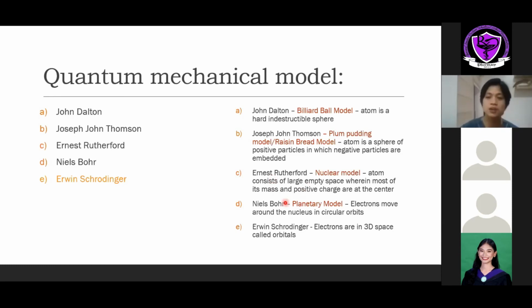Ernest Rutherford nuclear model. Niels Bohr planetary model. Electrons move around the nucleus in circular orbits. Parang orbit around the sun, the planets. Schrödinger quantum mechanical model, electrons are in 3D space, which we call orbitals, and hindi natin malalaman nasan sila.